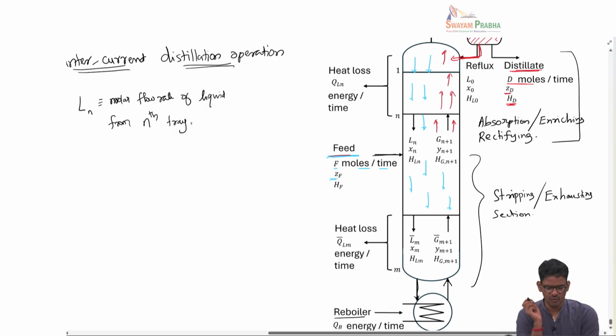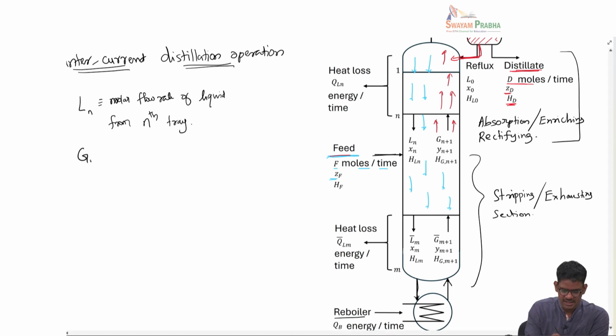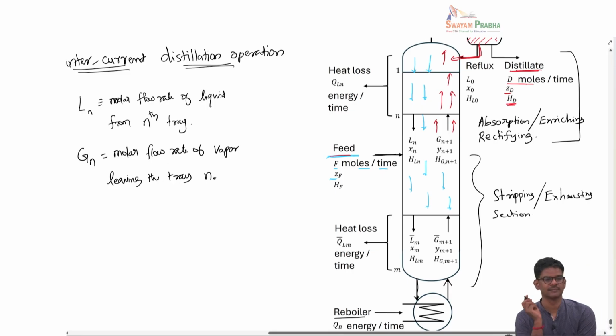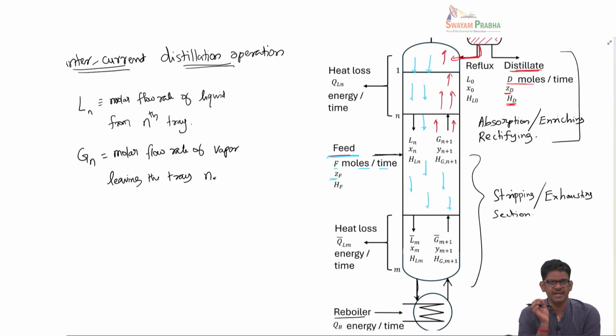So this is the molar flow rate of liquid from nth tray flowing down, and Gn would be the molar flow rate of vapor leaving the tray N. So L stands for liquid, G stands for vapor flow rates. Suffix indicates the tray from which they are leaving.